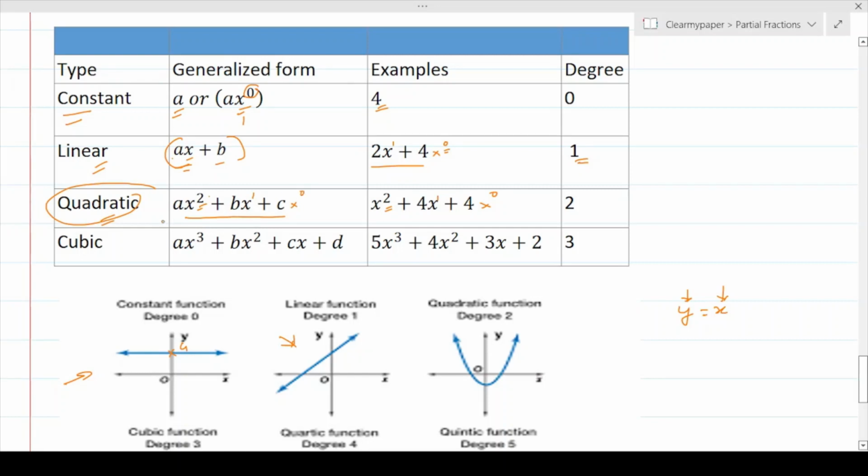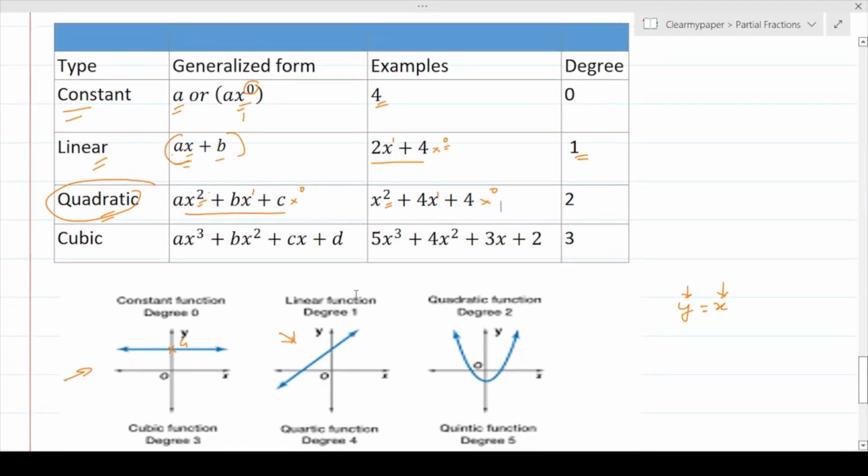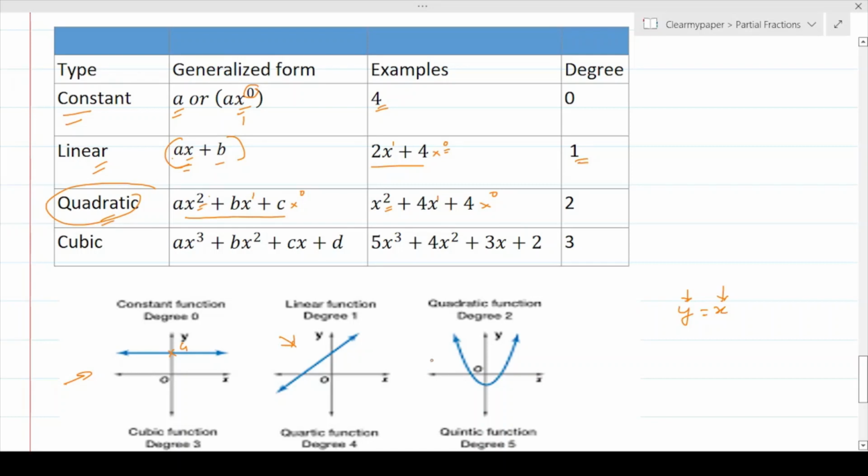That's what a quadratic is. A quadratic is typically a parabola, which is what this function is. If you see, it cuts the x-axis at 2 different points. So the degree is 2, and it cuts the x-axis at 2 different points. That's what a quadratic is.